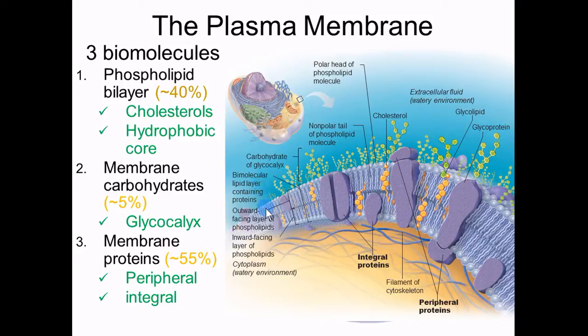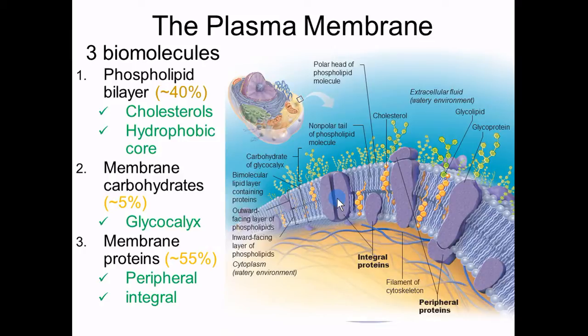And third are the proteins. We used to think lipids were the most abundant part because the membrane was fluid, right? But the proteins, the firm proteins, actually make up the bulk of the membrane. And there are two types. There's peripheral, which means they sit on the periphery, like this, or there's integral, which means they go all the way through. And I'll give you better details as we go along.